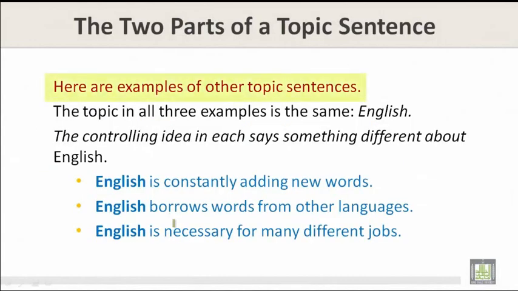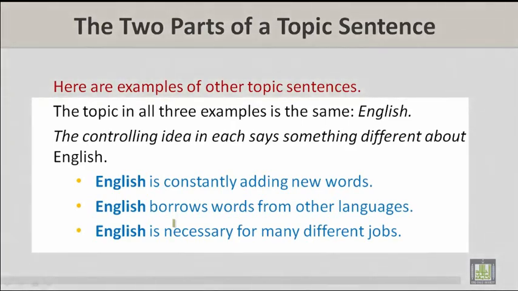Here are examples of other topic sentences. The topic in all 3 examples is the same, English. The controlling idea in each says something different about English. English is constantly adding new words, topic and controlling idea. English borrows words from other languages, topic and controlling idea. English is necessary for many different jobs, topic and controlling idea. The topic and controlling idea bring the sentence together.